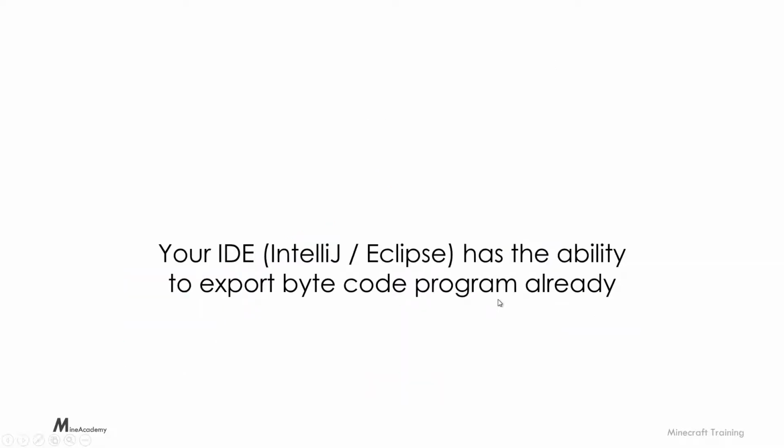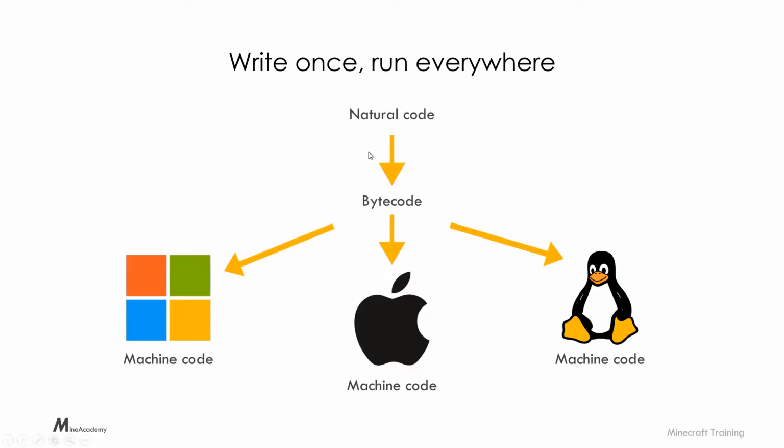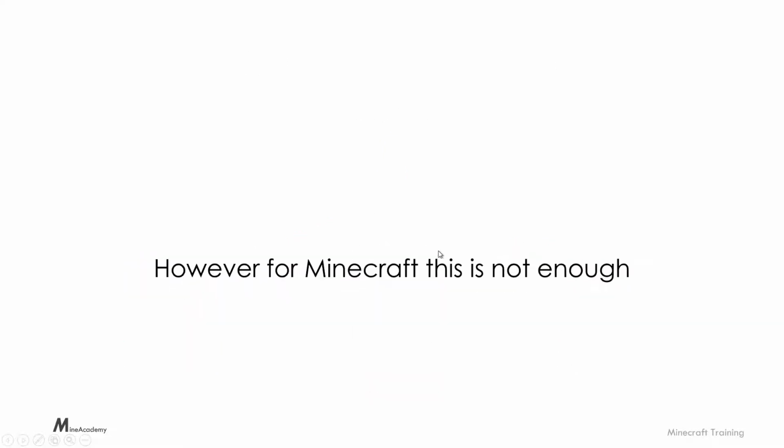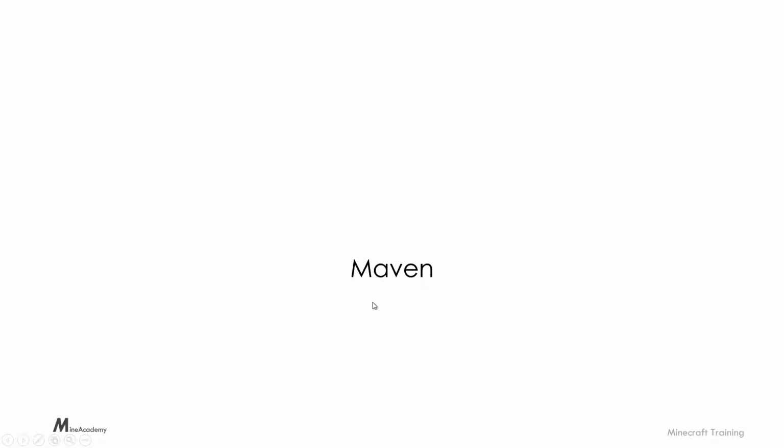And so your IDE, either IntelliJ or Eclipse, has the ability to export a bytecode program already. However, for Minecraft, this is not enough. So when you want to make a plugin, because a plugin, as I said, is already transformed into bytecode, then we need to use the IntelliJ exporting process. But this is not enough. So that's why we must use a better way of managing and publishing our code. And this is why I'm talking about Maven.